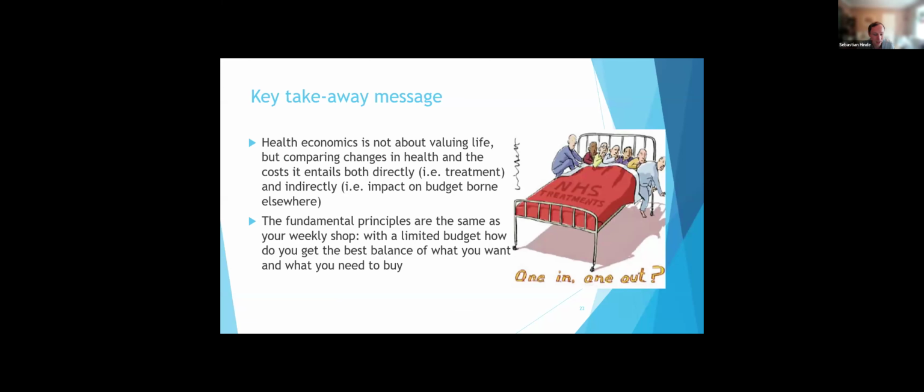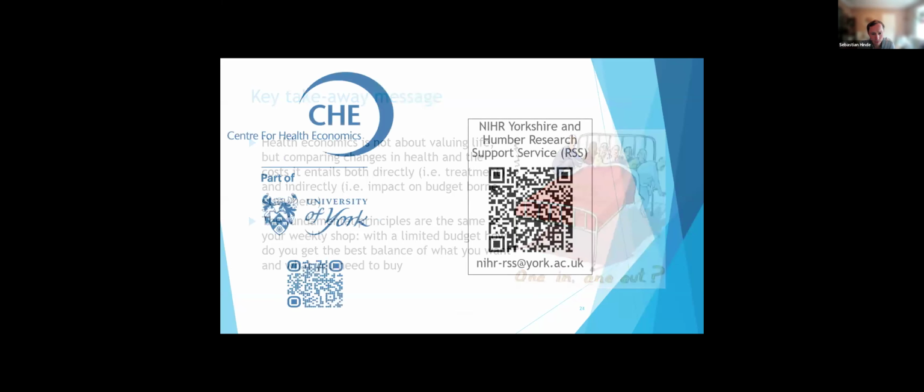So the NHS budget is not unlimited, as everybody knows. How do we try and get the best balance of what we want and what we need to buy? And yeah, if you take one thing away, take away that image of NHS treatments, that it can't all be afforded. So we're trying to fairly work out what is an effective and cost-effective way of funding different interventions.